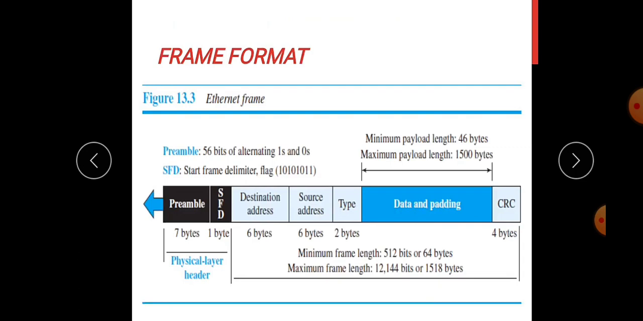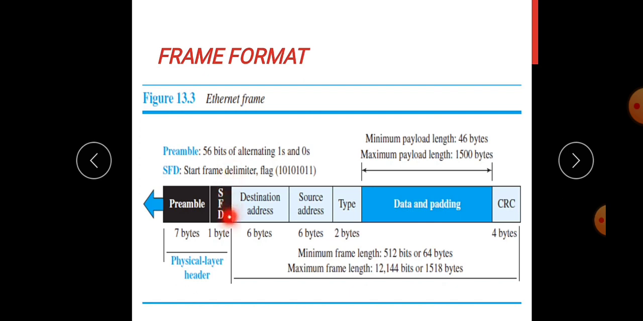Next we will see about Ethernet frame structure. So the first field is preamble. The field contains 7 bytes or 56 bits of alternating zeros and ones that alert the receiver of the system about the coming frame and enable it to synchronize its clock if it is out of synchronization.